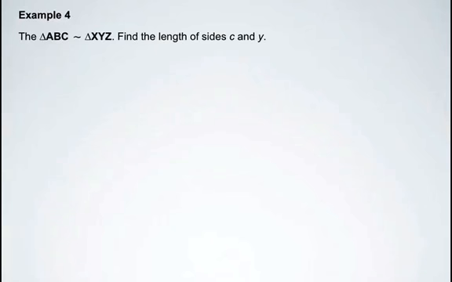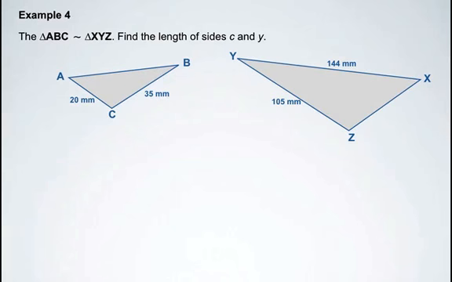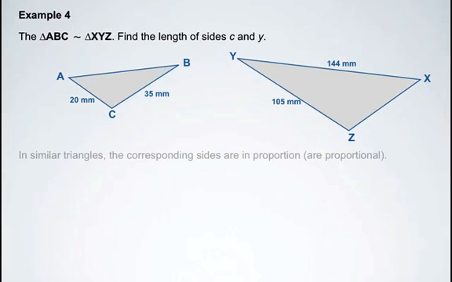In this example, we're taking a look at triangles ABC and XYZ. You can see that two side lengths are identified in each of the triangles, and we know that triangle ABC is similar to triangle XYZ. We're asked to find the lengths of side C and side Y.